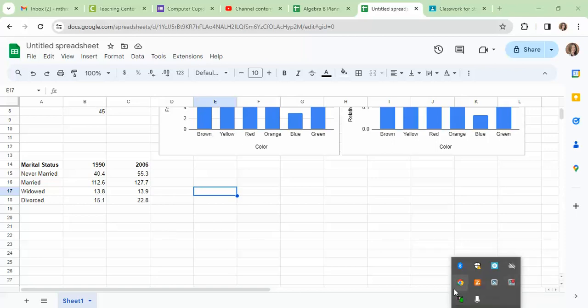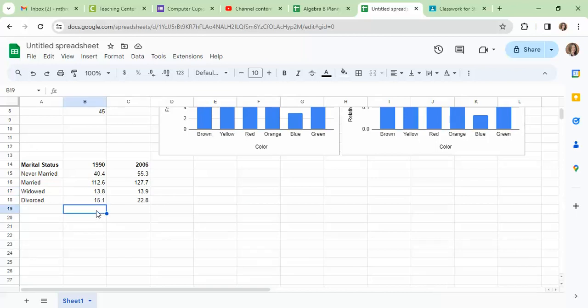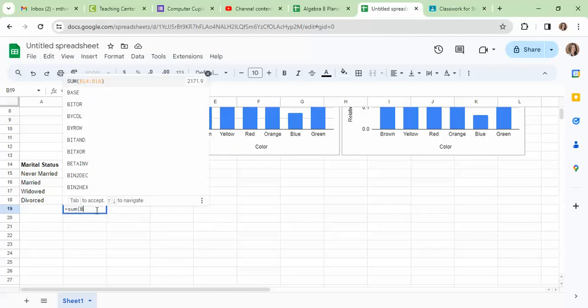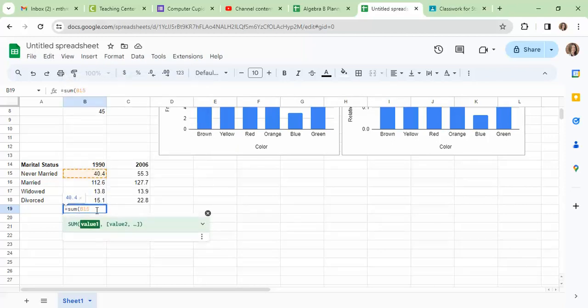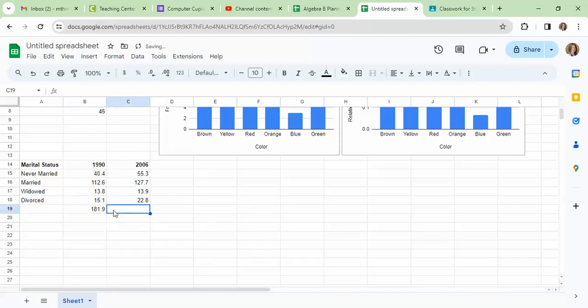It asked for the relative frequency bar graph. So what do we need to do? Yeah, we need our total. So I could just say equals sum, and I want to go from B, mine starts at B15. And you'll notice it'll highlight the boxes we're doing.